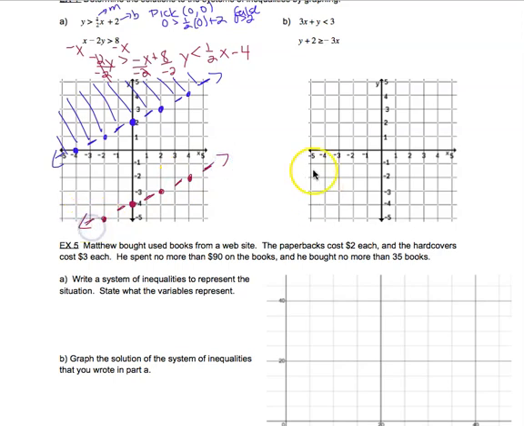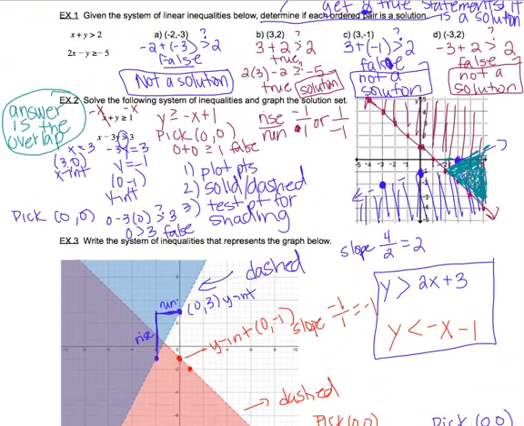And when I pick 0, 0, and plug it in, I have 0 is less than 1/2 times 0 minus 4. 0 less than -4 is false, which means I should not shade where the origin is. I should shade here.